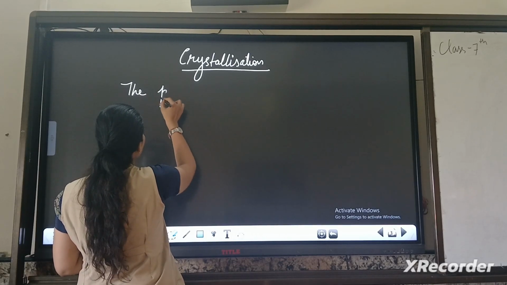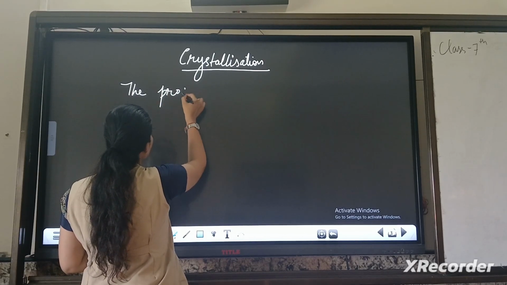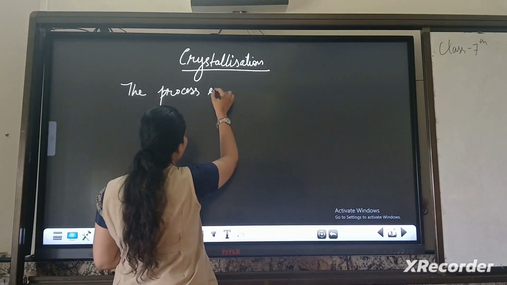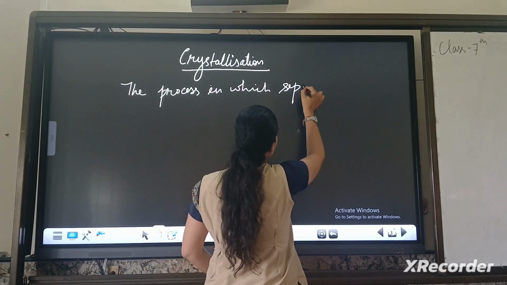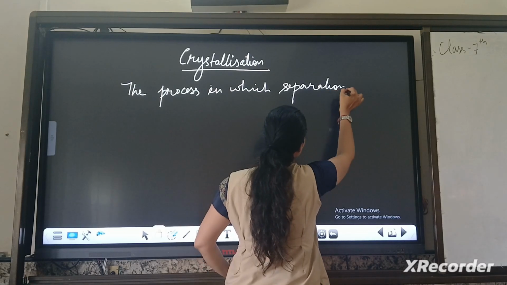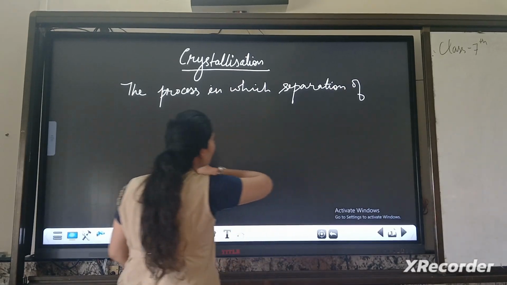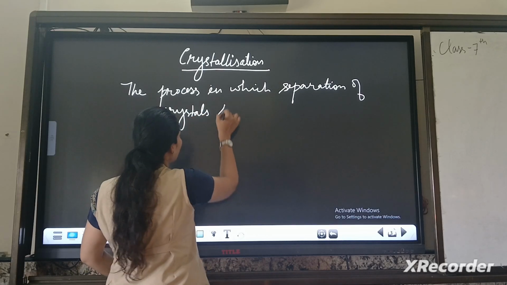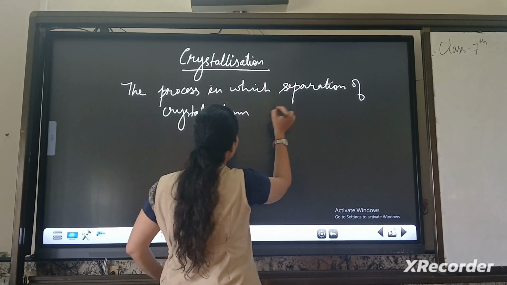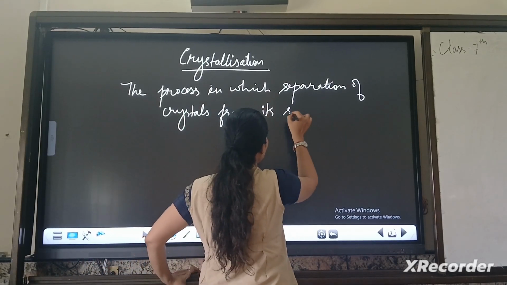So we say that crystallization is the process in which separation of crystals from its solution.